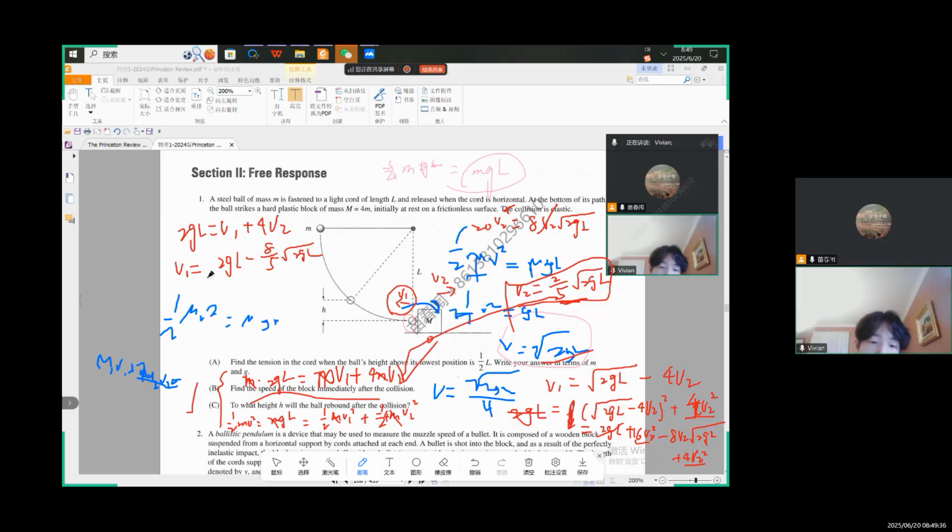If you want to find H, then M cancels out. 1/2 V1 squared over G. Well, V1 squared over 2G equals H. And then you just plug that one in.